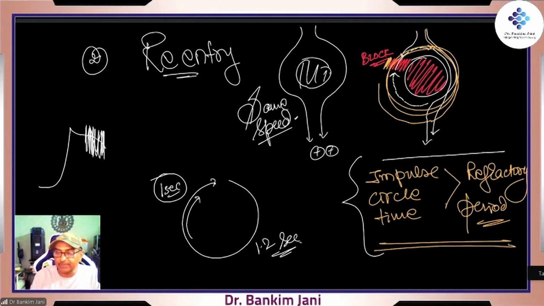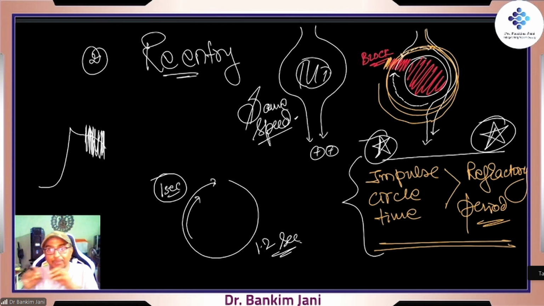So this is the mechanism of re-entry, and this is a very important statement: the impulse circle time should be more than the refractory period, because by the time the refractory period is over, the tissue is telling that yes, now give me the pulse, I'm ready to contract. But when it is in the refractory period, it will close its eyes and say, no, I will not respond. That's the difference. Correct? So that is what is called as re-entry. We discussed re-entry even before that also.